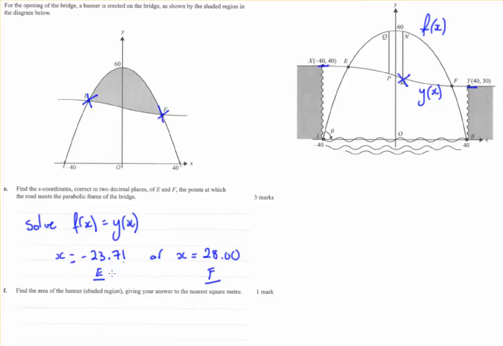Right, so we've got E and F, and it wants us to find the area of this banner to the nearest square meter. And we said that that's f of x and that's y of x. See, this is where it becomes handy if you've got functions defined on your CAS, because it saves you retyping things a lot. The area is given by the integral from this point to this point, 28.00, of the top function minus the bottom function.